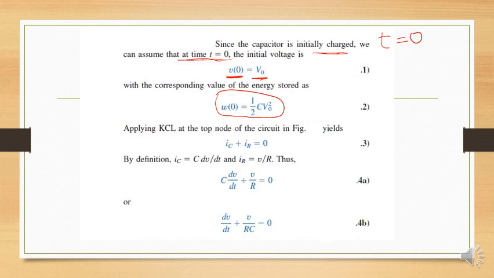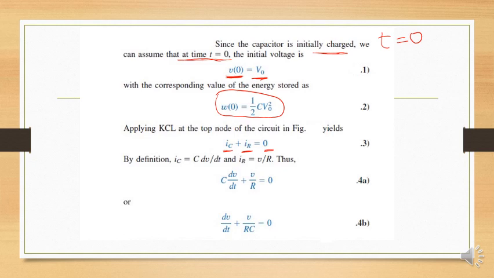From our circuit diagram, we know that IC plus IR is equal to 0, as we know that the same current is passing in a series circuit. So if we add the two currents, from the capacitor and from the resistor, it is equal to 0.